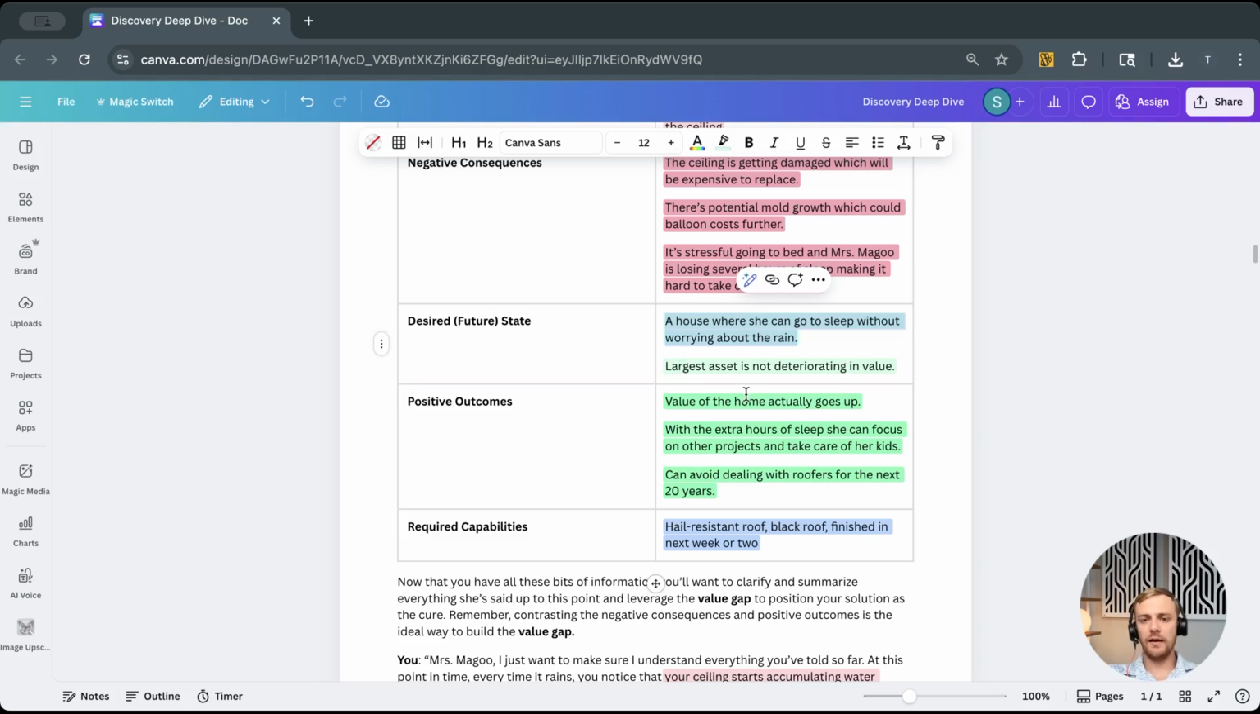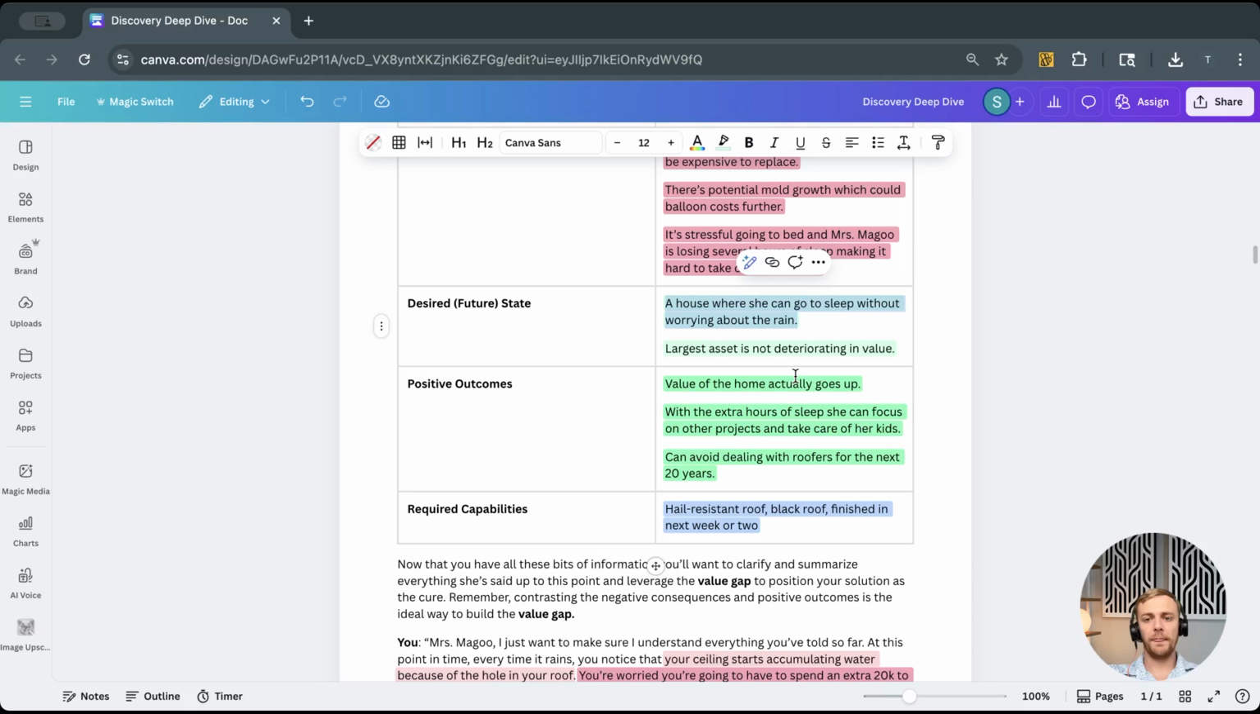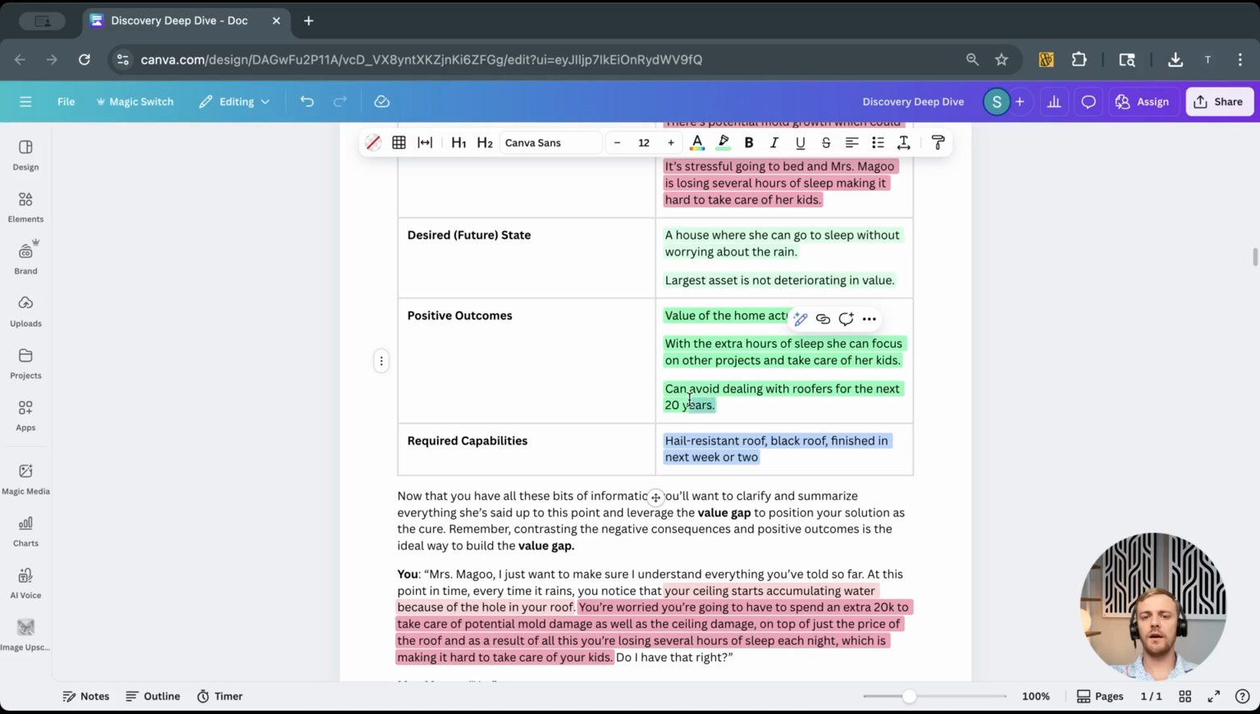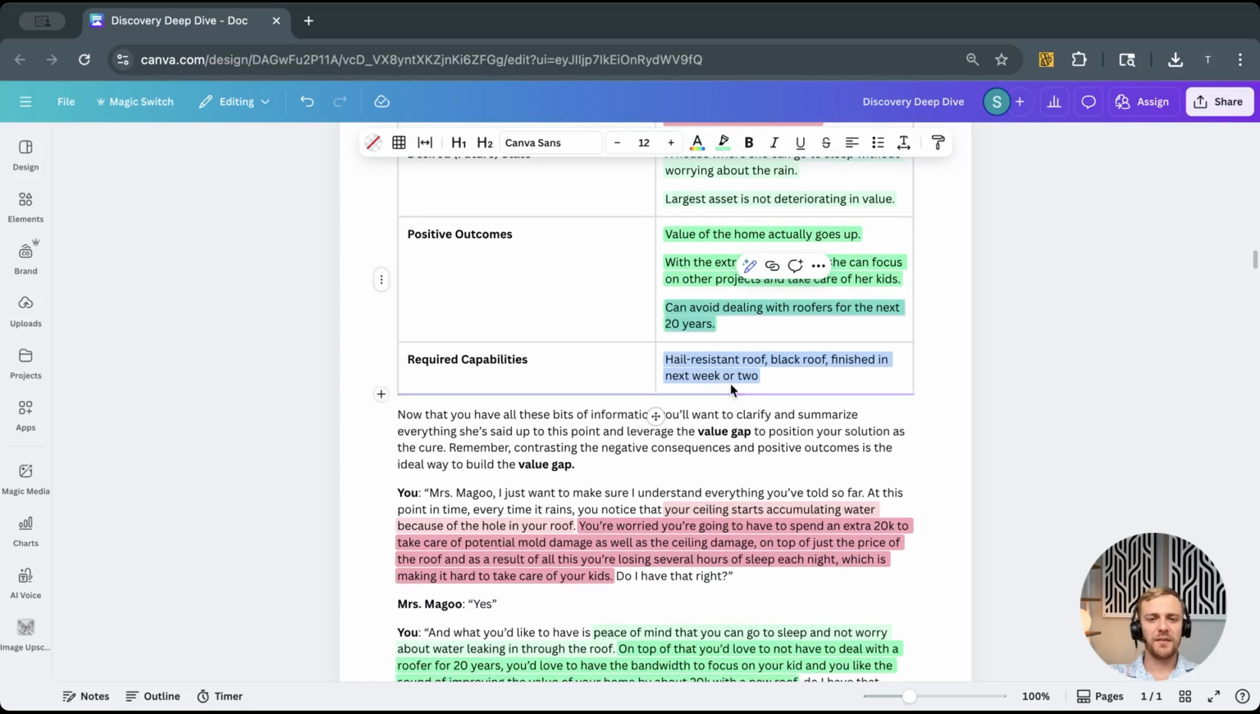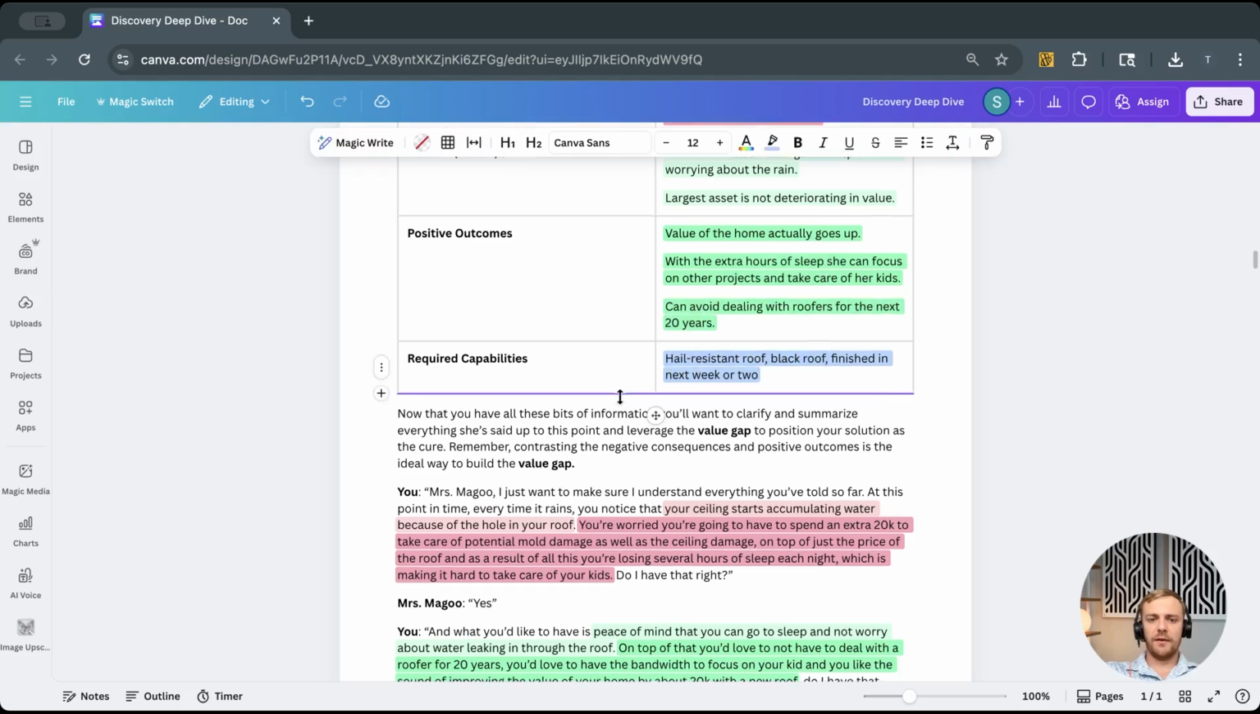But the positive outcome is with a new roof, the value of her home actually goes up, because yeah, people will pay more for a house with a new roof. She can get extra hours of sleep, and she can actually focus on other projects and take care of her children. And then she can also avoid the stress of having to deal with roofers calling her all the time. And then these are her required capabilities. She wants a hail-resistant roof, a black roof, and finished in the next week or two.